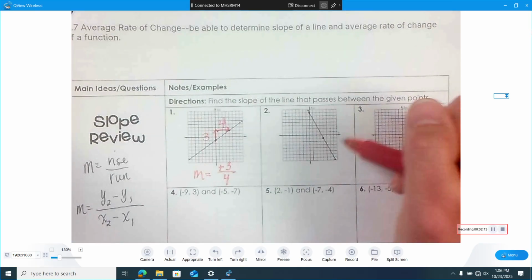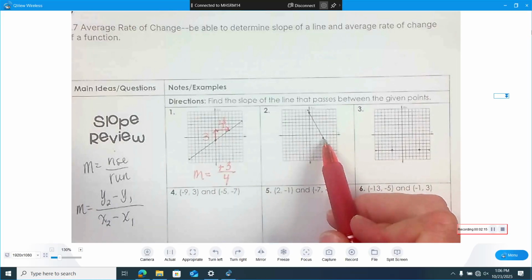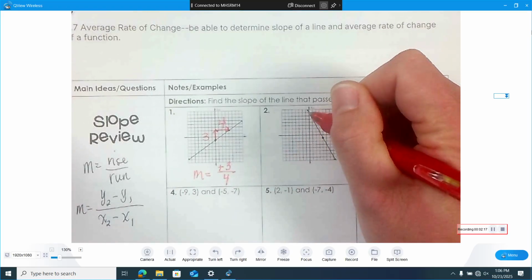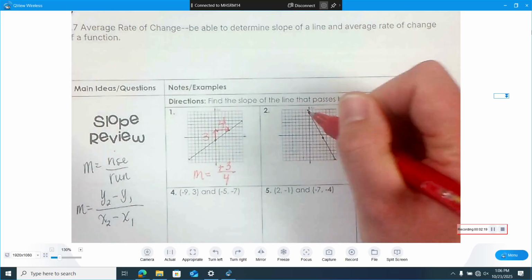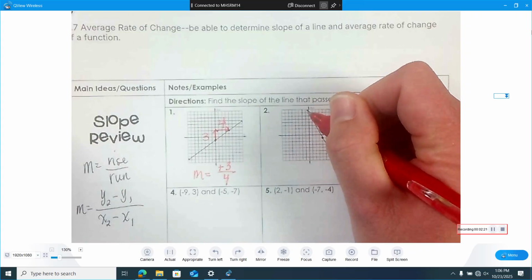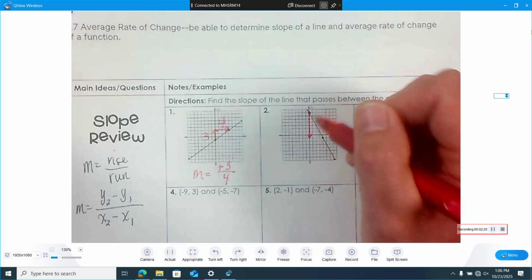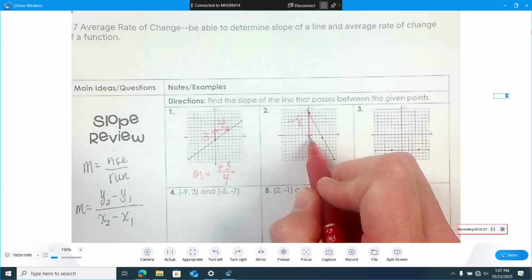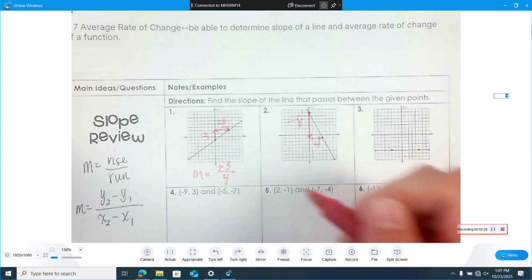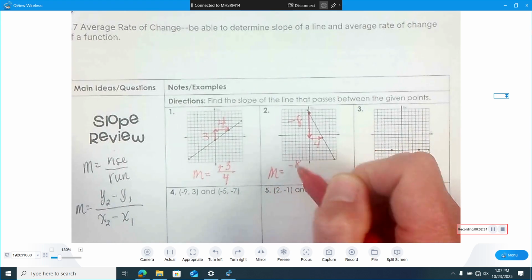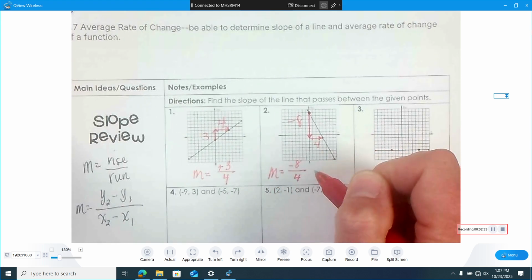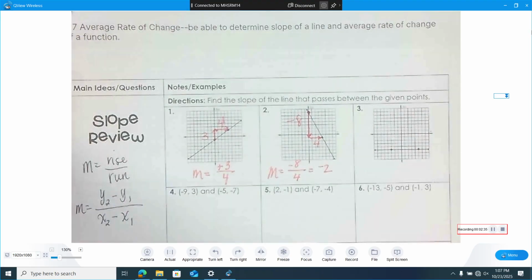On number 2, again, they've highlighted points for us. We always want to start at the left point. So if I start at that left point, I've got to go down how many? Down 8, and then I've got to go right 4. So that's a slope of down 8 over 4, which means the slope is negative 2.